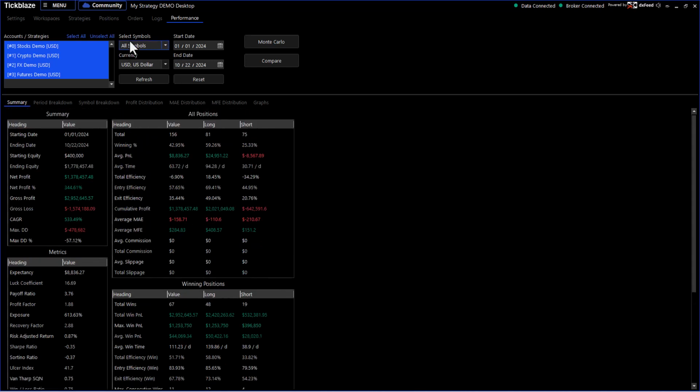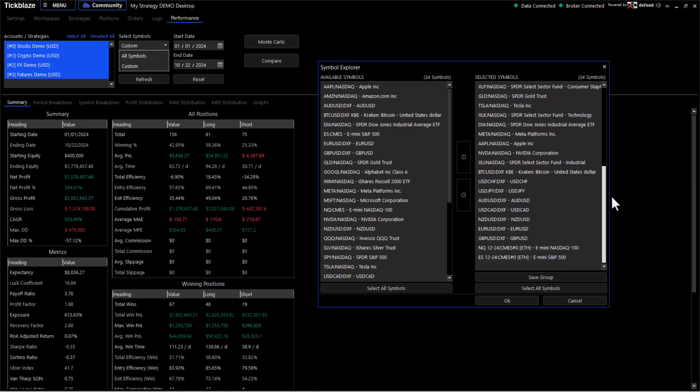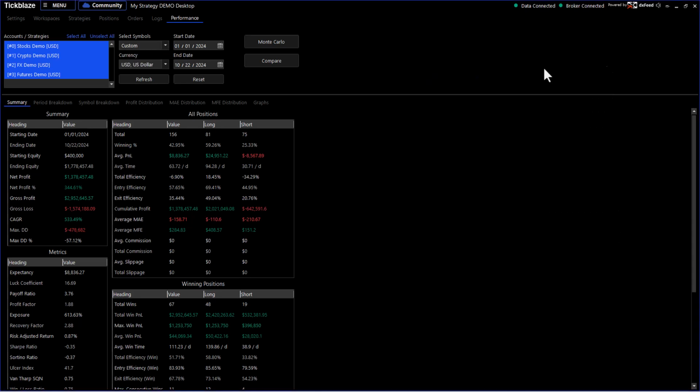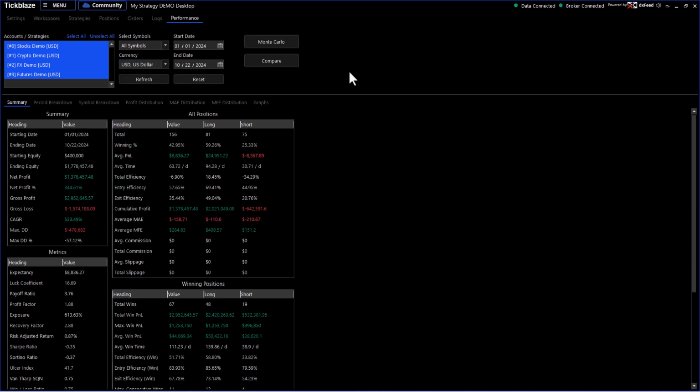Now, up here, you're going to see that there's the ability to look at all symbols, or you can ultimately look at the custom symbols. You're going to see here, these are all the symbols that are in all the strategies. So, depending on how you choose to look at it, you can set this in a different denomination of currency balance, depending on your country of residence. And then you can look at the start and end time.